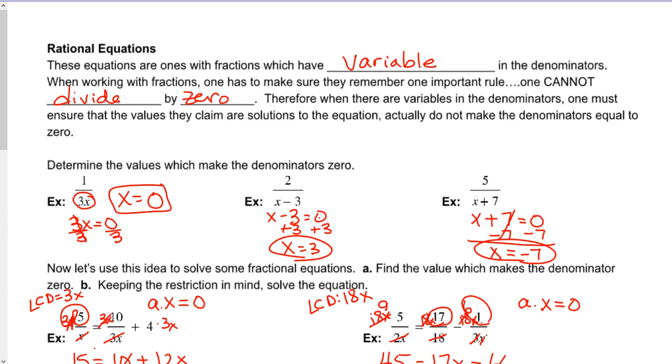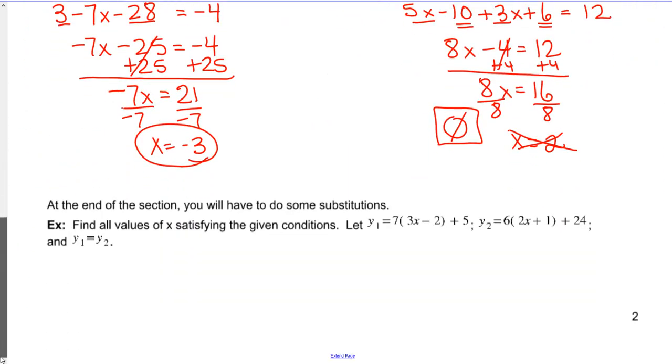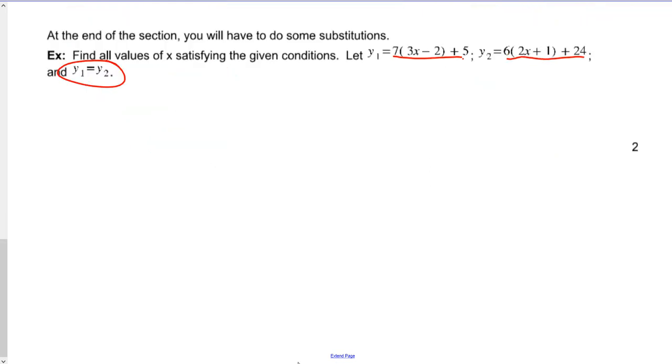Okay? All right, let's go back to the back side of the first page here and do the last problem. At the end of this section, we have to do some substitutions. So the problem says, find all the values of x satisfying the given condition. I have y1 equaling this, y2 equals that, and I want to know when those two things are equal. So I'm just going to set this equal to that and solve, okay?